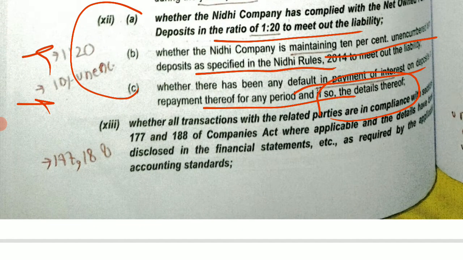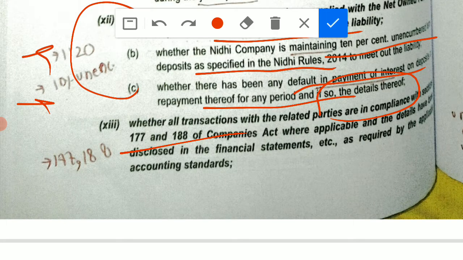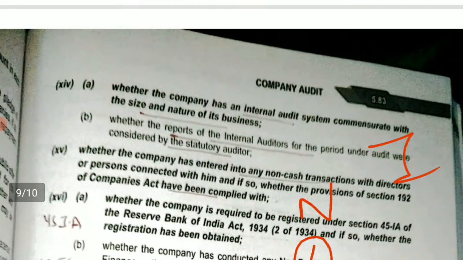Now in clause number 13, they are talking about related parties. So if there are any transactions with the related party, they should be in compliance with section number 177 and 188 of the Companies Act 2013, and also you have to disclose the details as per the accounting standards.